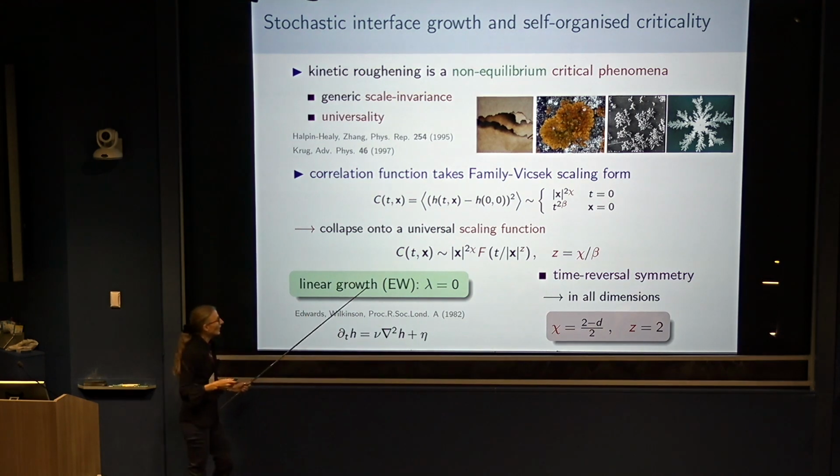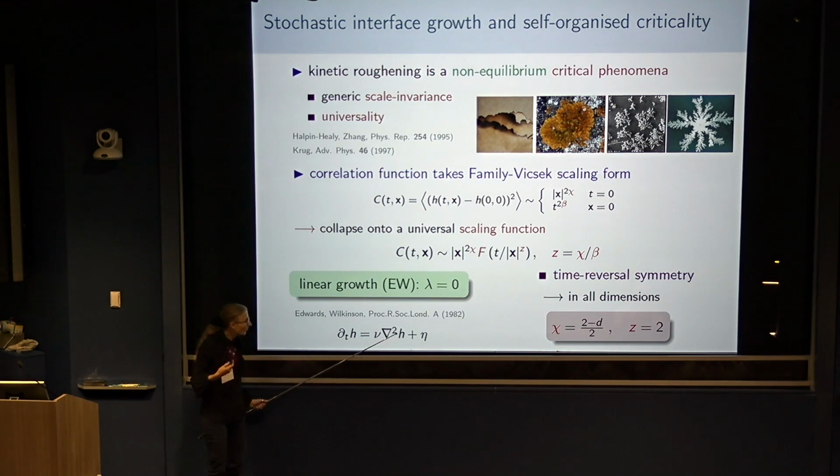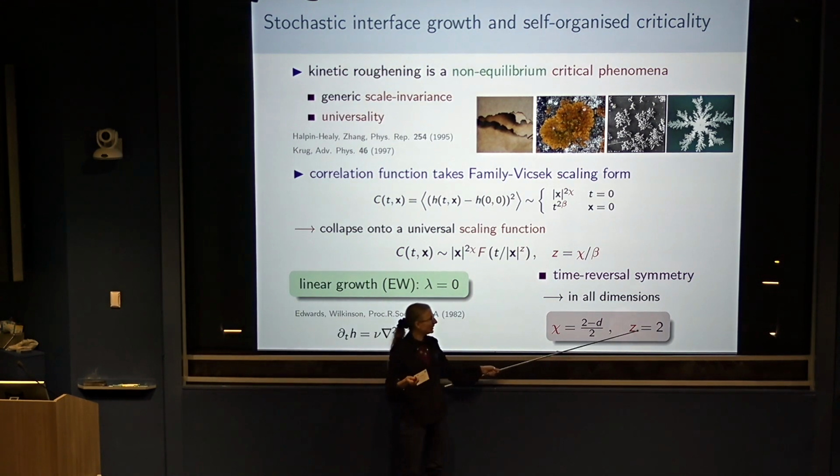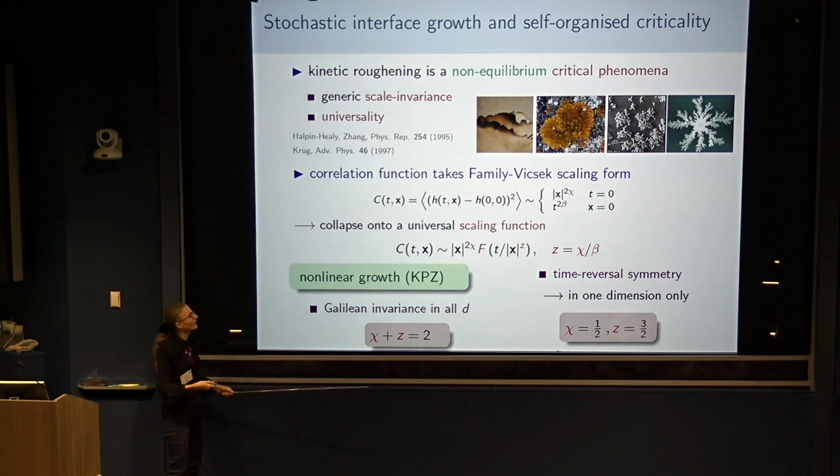Okay? So if you forget about the nonlinearity, you obtain just a stochastic diffusion equation, and this was proposed by Edwards and Wilkinson. And in this case, nothing happens. You have an equilibrium growth, so you have a time reversal symmetry in all dimensions, and you obtain that z equals 2. So this is just diffusion. And the roughness exponent is 1/2 in d equals 1, so it means that it's a Brownian in space. And in higher dimension, in fact, it remains smooth.